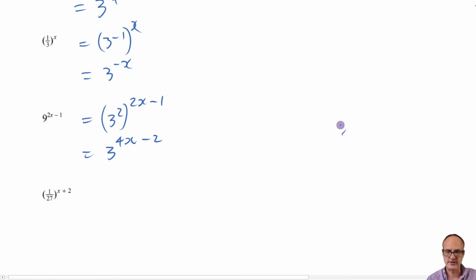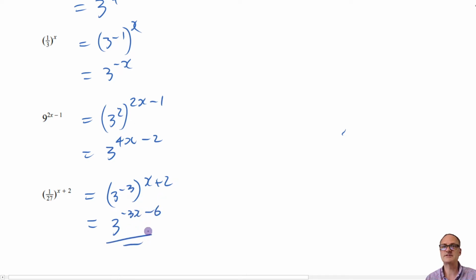And on our last one here, 1 over 27. 27 is 3 cubed, so if it's 1 over it, that's going to be 3 to the minus 3, times x plus 2. Multiply those two things together, so we get 3 to the minus 3x minus 6.